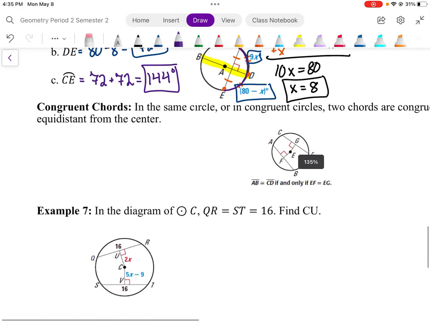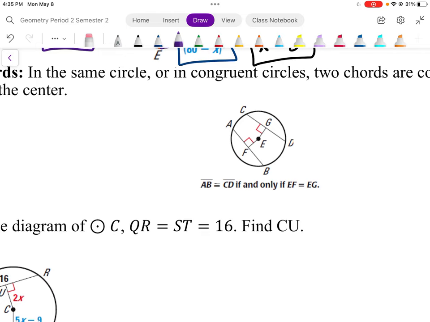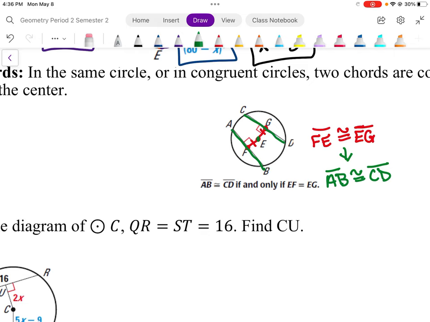Our last piece of information for this one is that in the same circle or in congruent circles, two chords are going to be congruent to each other if they're the same distance from the center. So if you look at this, if FE is congruent to EG, that means the two chords are going to be congruent to each other. So AB would be congruent to CD. So if they're the same distance from the center, then the chords themselves are equal to each other, or congruent.